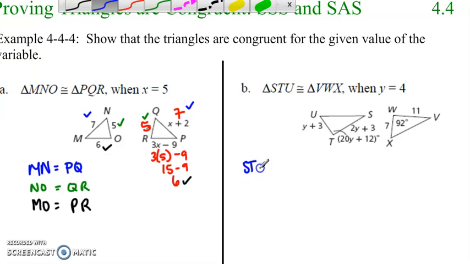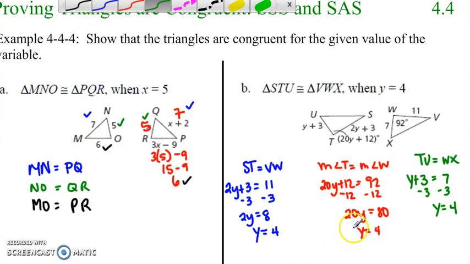We want to show ST is equal to VW. We want to show that the measure of angle T is equal to the measure of angle W. And then we want to show that TU is equal to WX. So go ahead and show those things, and you can push play and check when you're ready.